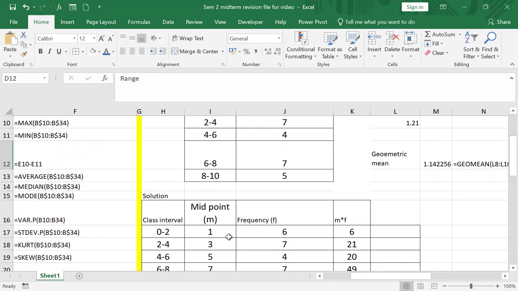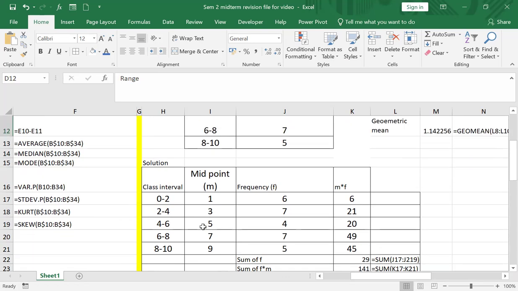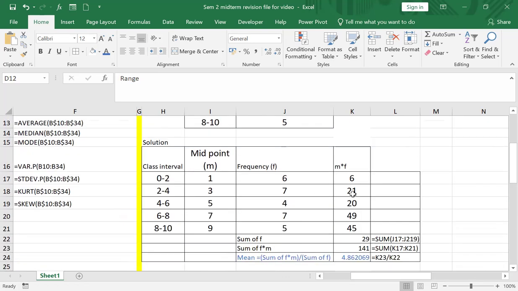0 to 2 midpoint is 1. Between 2 and 4 that is 3. 4 to 6, 5. 6 to 8 is 7. Middle point. And then this is the same as what it is. And then you have to make another additional column where I multiply 6 into 1 is 6. 7 into 3 is 21. 4 into 5 is 20. 7 into 7 is 49. And 5 into 9 is 45.